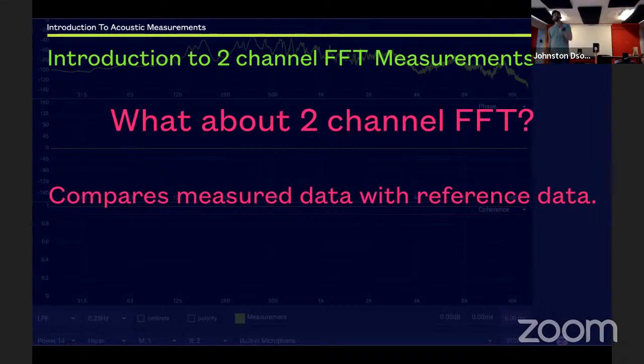Okay, what is a dual channel measurement? What is a two channel measurement? A two channel measurement is basically when you are comparing one data against something else. That's what all your software like Smart and Systune do. They compare what is coming out of the speakers to what is actually being played through the speakers. Okay, so let me explain that to you.